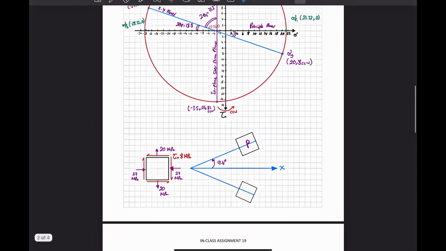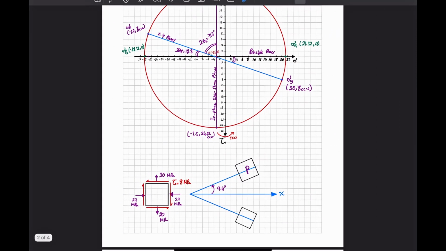So let's fill this graph. So x element has negative 27 in compression and 8 clockwise shear. So this x face has 27 in compression and has 8 clockwise, which is the shear going to rotate clockwise.